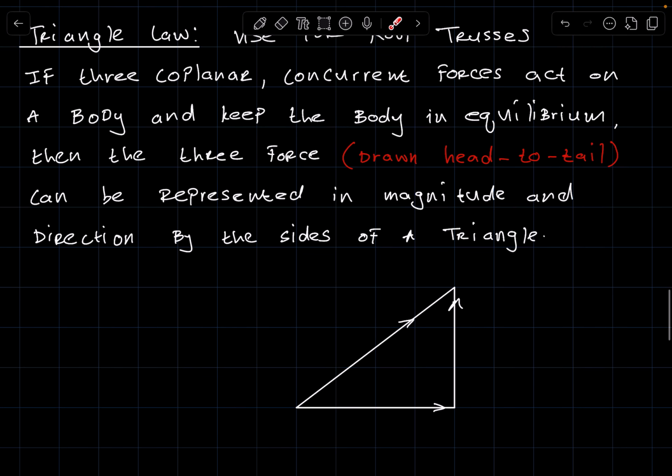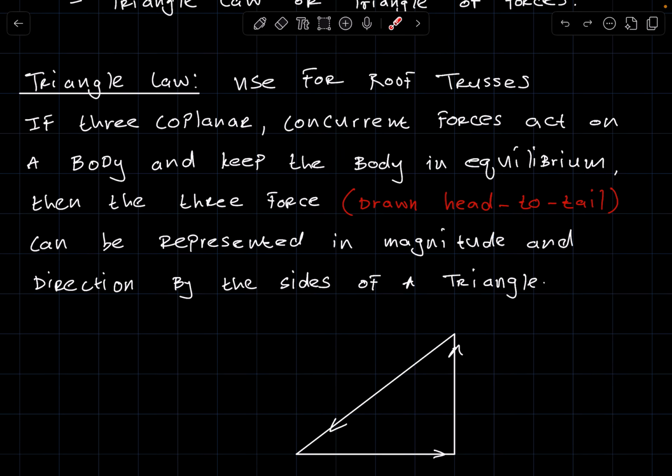So the first scenario and second scenario are both triangles of forces, but in terms of the triangle law, only the first scenario is the triangle law, because with the triangle law your forces must be coplanar, concurrent, and must be such that they are keeping the body in equilibrium. If that's the case, those three forces can be drawn in such a way that they represent a triangle, the direction of which must follow a head to tail direction.